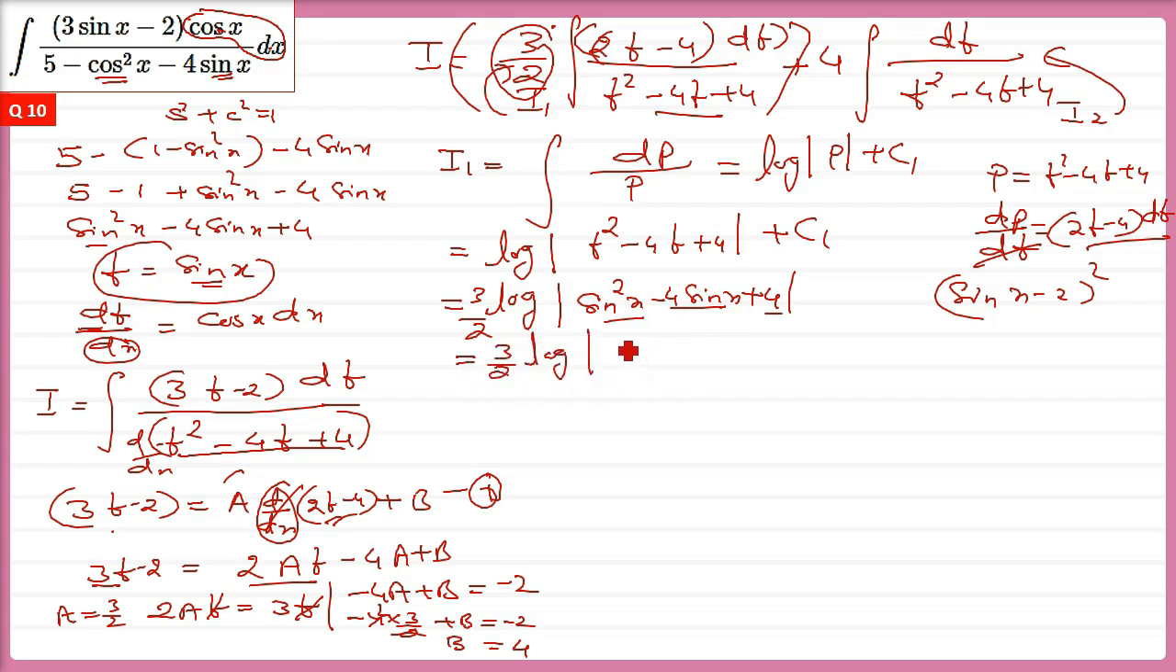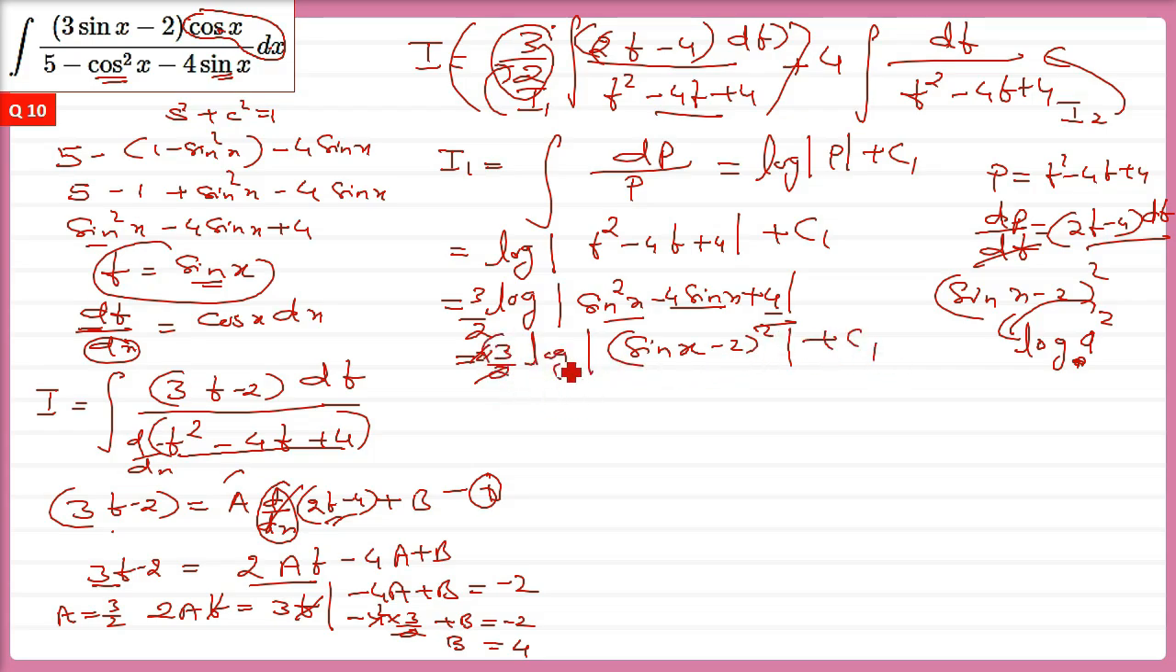Or it can be 2 minus sin x whole square also, because negative doesn't matter if it is square. When you have this log, if you have a base and an exponent, this power will come in front. So 2 will come in front, sin x minus 2 whole square, 2 will come in front. So 2 gets cancelled. So it will be only 3 log sin x minus 2.